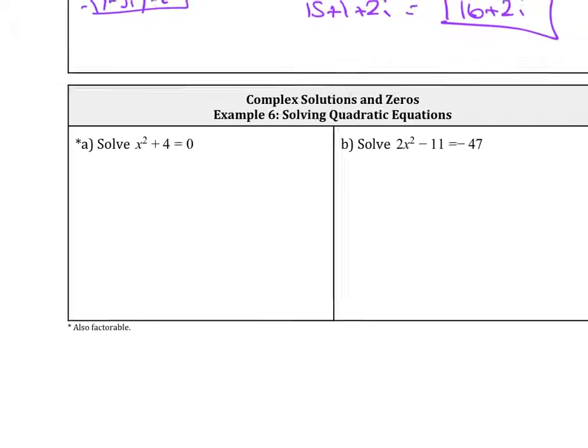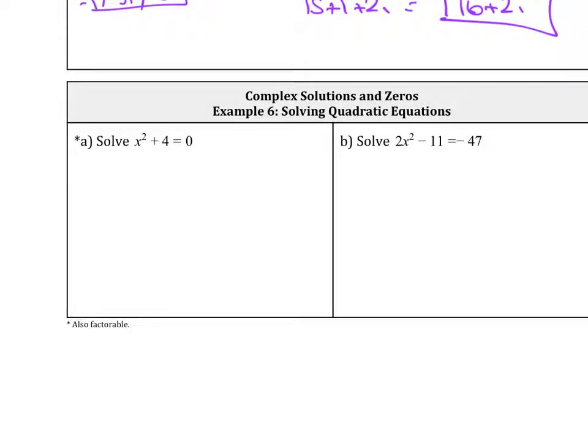Let's look at solving quadratic equations. And now that we know what i is, we can actually solve these all the way. So we have x squared plus 4 equals 0. So let's solve. We have to subtract 4 from both sides. So we're going to solve by square roots. We have x squared equals -4.